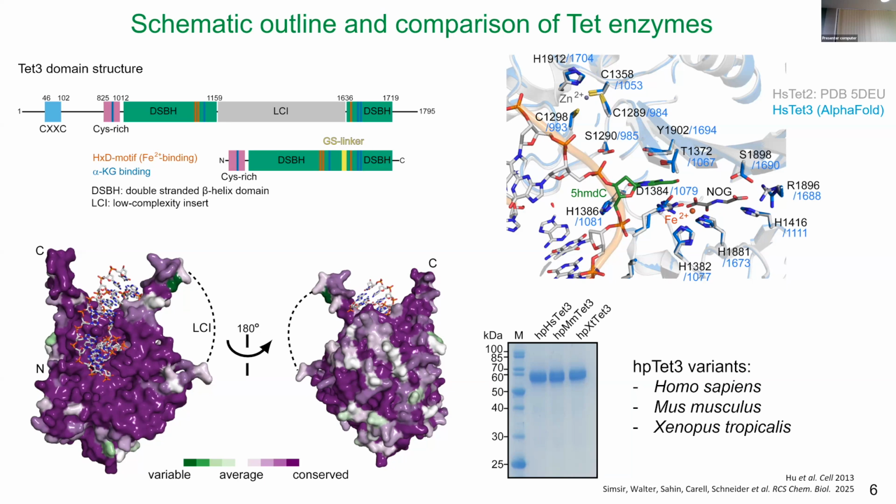So we set out now and cloned or designed different variants from different species of these Tet3 enzymes. We can express them in E. coli. So we use the one from Xenopus, the Homo sapiens one, and they share about 80% sequence identity. And you see we can nicely express them and purify them. And then we set out to test the activity.